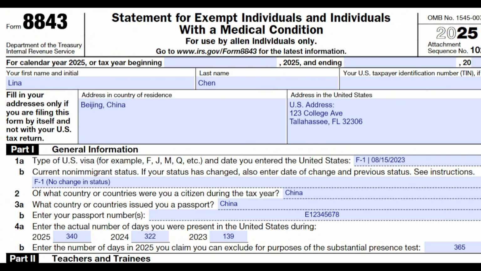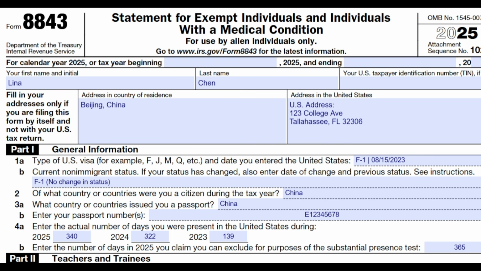Second part, 1B, current immigration status. If it's changed, also enter that. Like I said, F1, there was no change, so I just left it at the F1. Line 2: of what country or countries were you a citizen during the tax year? So China for Lena. Now, some people may be dual citizens. If you have dual citizenship, you're going to include all the countries that you have citizenship with.